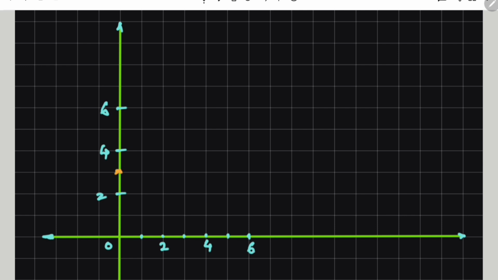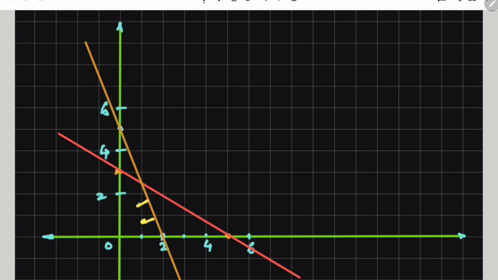Points are (0, 3) and (5, 0). Therefore, these two points are joined by a straight line like this. This is the first equation of the straight line. For the second, it is (0, 5) and (2, 0). Join these two points to get another straight line.